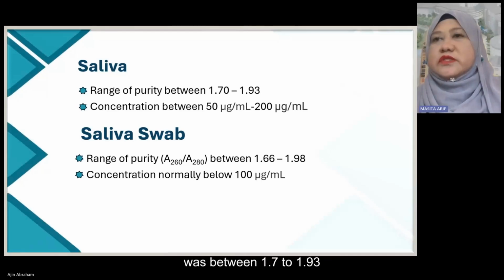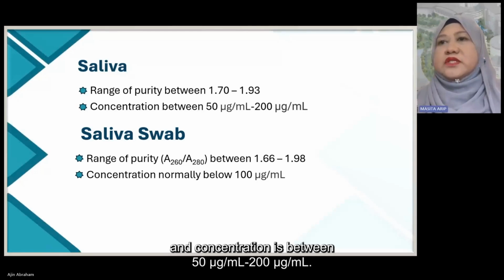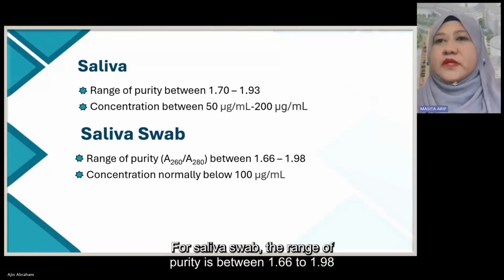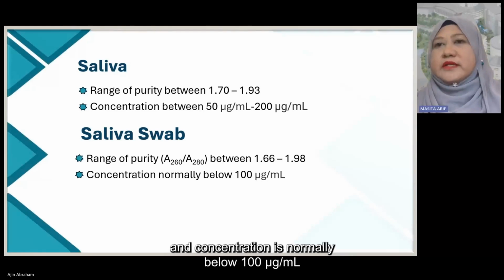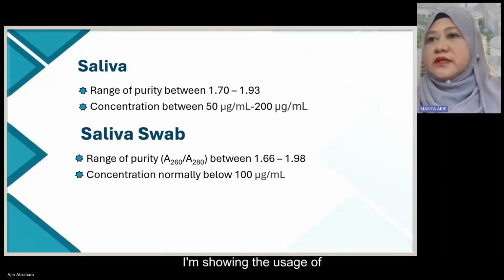So these are the differences between saliva and saliva swab in terms of the DNA. The range of purity for saliva is between 1.7 to 1.93, and concentration between 500 microgram per ml to 200 microgram per ml. For saliva swab, the range of purity is between 1.66 to 1.98, and concentration is normally below 100 microgram per ml. But all this is sufficient to run the HLA test.